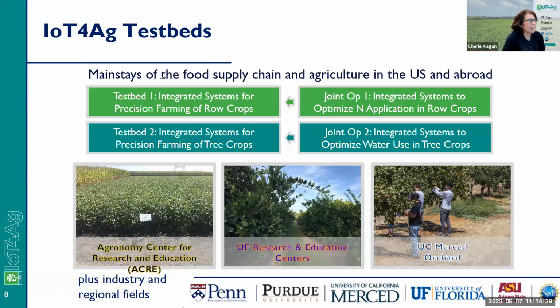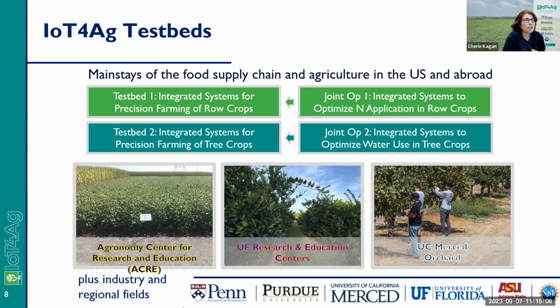Awesome. Great. So this is an example where we really think about how do we put these technologies to work and integrate all of those technologies together to be able to address both row and tree crops. And we think about and work, for example, in the research and education centers at Purdue, at the University of Florida, and the University of California, Merced, as well as with other industry and regional farming capabilities across the country.